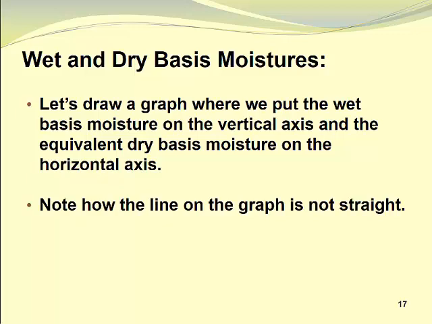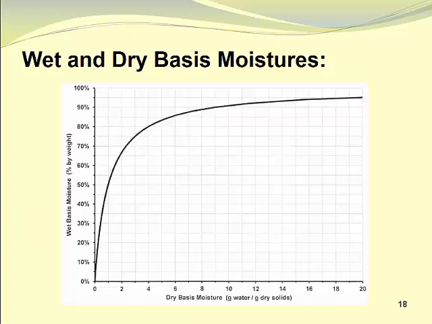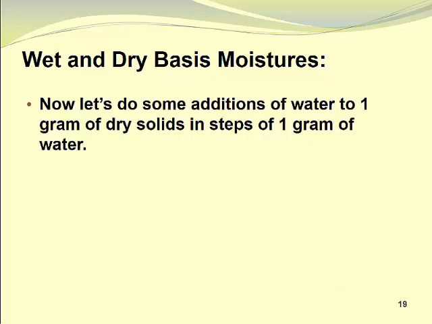When we go to the next slide, notice how the line on the graph is not straight. This tells us that there is not a linear relationship between the wet and dry basis moistures. So here we have the graph with the wet basis moisture as a percent by weight on the vertical axis and the dry basis moisture as grams of water per gram of dry solids on the horizontal axis. And you will notice that there is not a linear relationship between the two values.